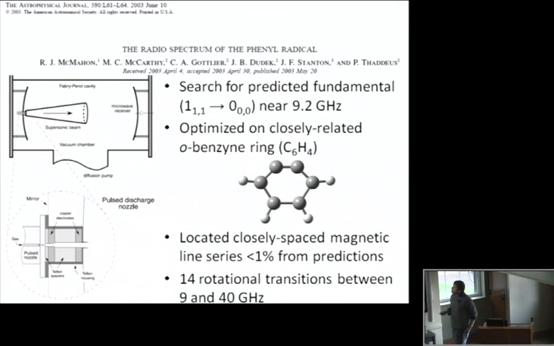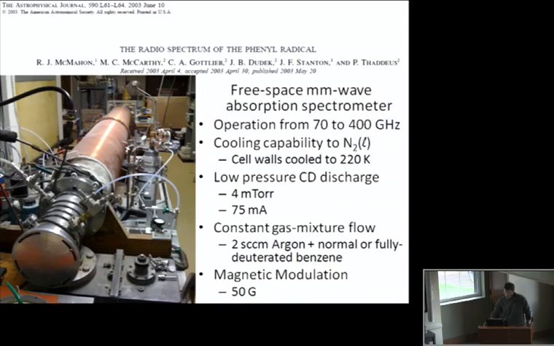To search for the predicted fundamental frequency that occurs at about 9.2 gigahertz, they optimized on a closely related orthobenzene ring. It's a C6H4, so it's 2 hydrogen atoms that have been homolytically cleaved. Ultimately, the phenyl radical was found within less than 1% from the predictions, and there were a series of closely spaced magnetic lines. Again, these were located less than 1% from the predictions. In all, in the Fourier transform microwave spectrometer, 14 rotational transitions between 9 and 40 gigahertz were located. These were used to come up with rotational constants that could then predict the line frequencies at higher frequency.